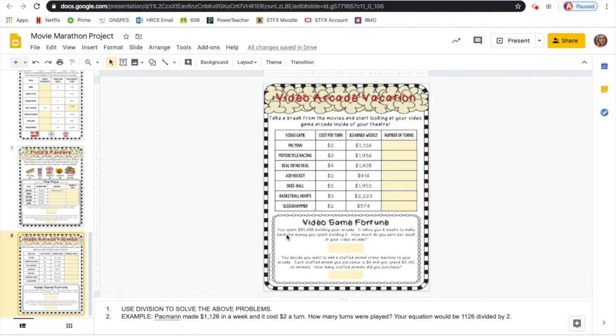You're going to use division to solve these questions. And again, I've given you an example at the bottom. So Pac-Man made $1,126 a week, and it costs $2 per turn. So how many turns were taken on the arcade game? So I would do 1,126 divided by 2 and then figure out how many turns were taken.